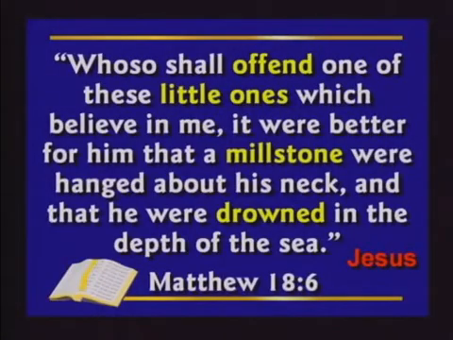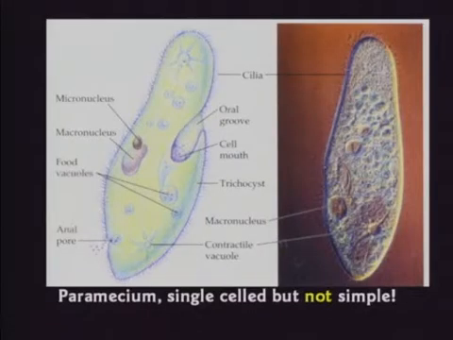Jesus said, if you destroy a child's faith, you're in serious trouble. Read Matthew chapter 18. Then they tell the kids, because something is smaller, it is simpler. They talk about simple one-celled organisms. Look, a paramecium is single-celled, but it's not simple. One paramecium is more complex than the space shuttle. And you can put thousands of those into a drop of water.